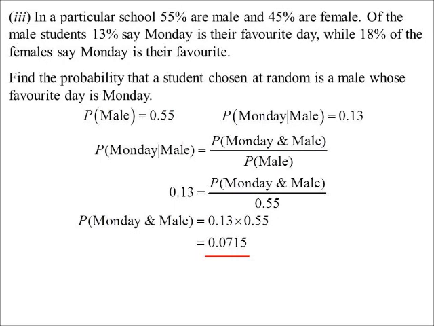It's actually a very small probability of 0.0715. So I'm using the same formula, but I've just got to rearrange the formula to get what I'm looking for there. So that's the idea of conditional probability. Okay.